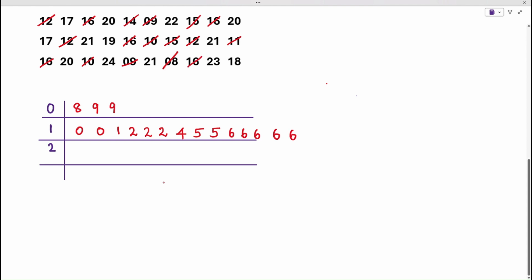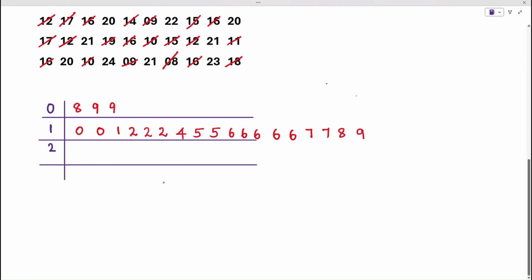Our next largest number in the numbers that have a 1 in the tens column is 17. So there are 2 17s, so we're going to write 7 2 times. Next we have 18, and so we write our 8. Next we have 19, so we write a 9.